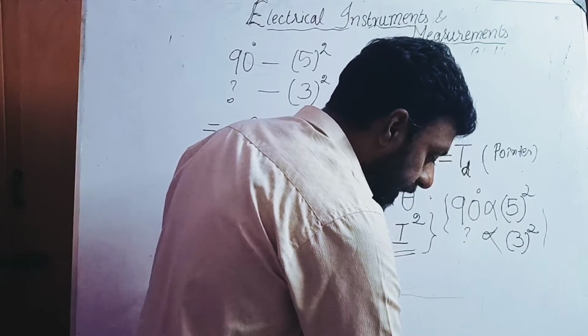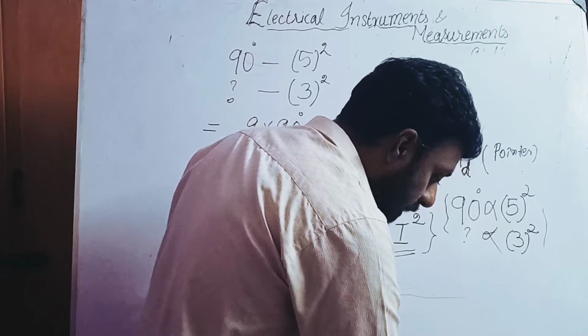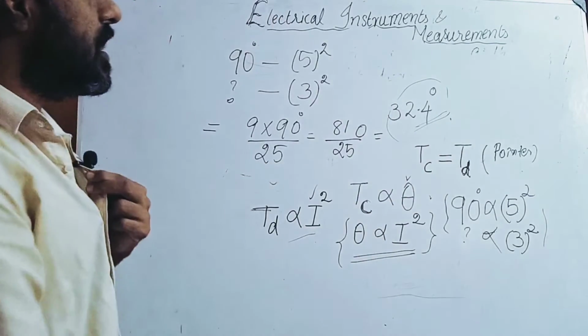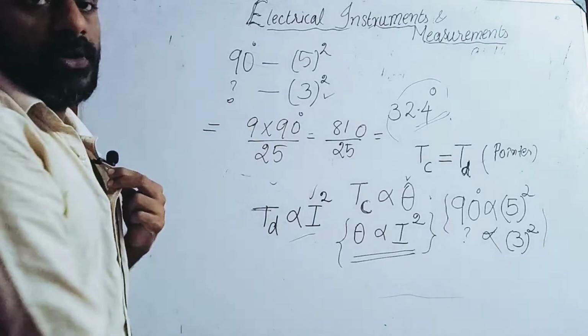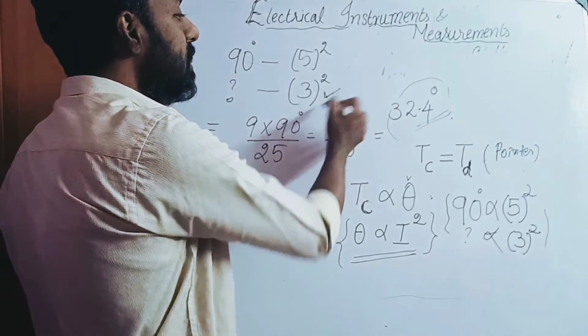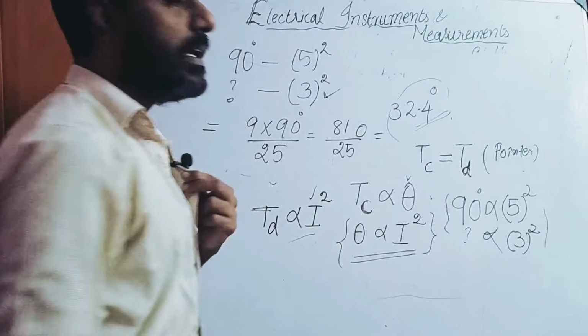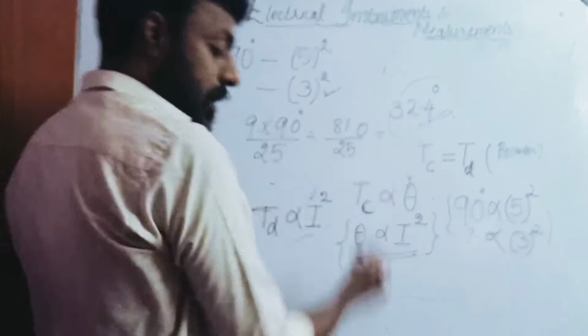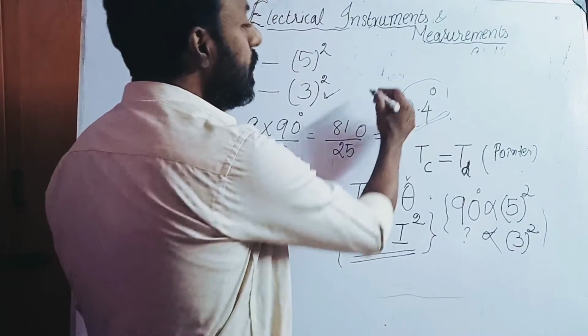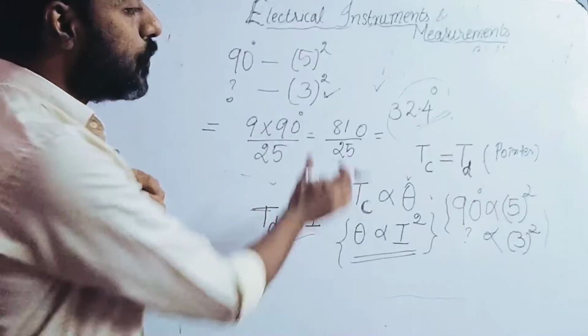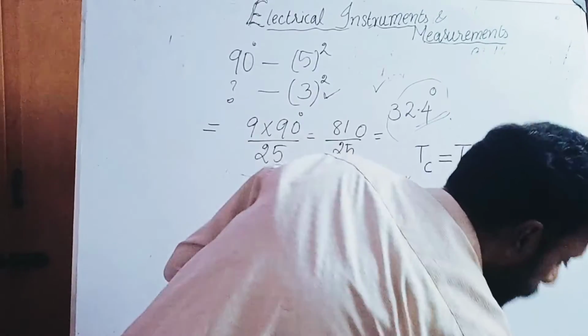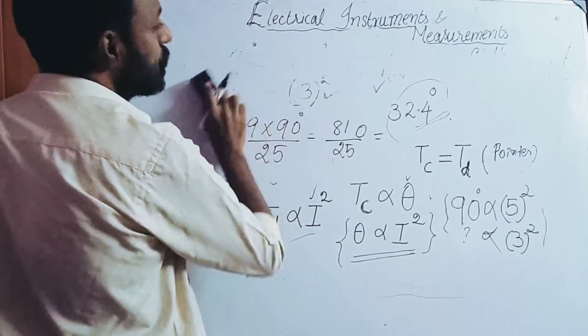So we need to find what deflection will occur for a current of 3 ampere. So for a current of 3 ampere, 32.4 degrees is the deflection for spring controlled. It is for spring controlled instrument. Okay, this is for spring controlled instrument. Now we'll get on to the gravity controlled instrument.